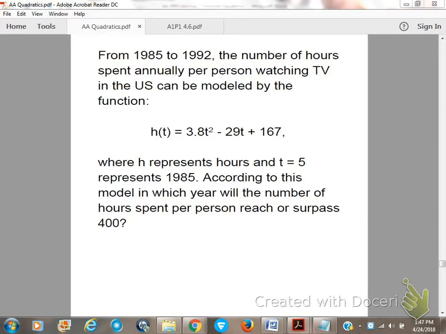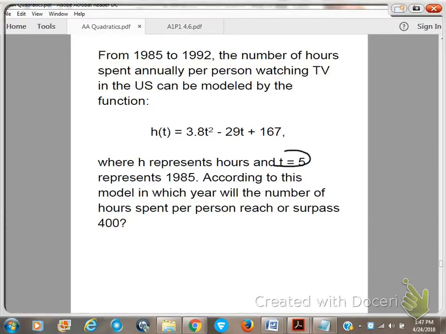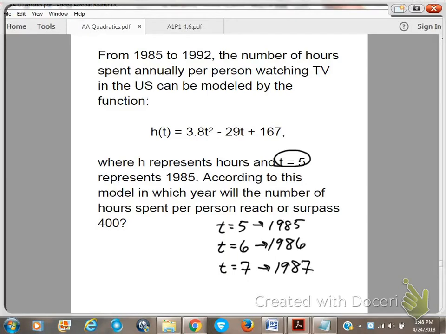Let's talk about this t for a moment. They're saying that t equals 5 represents the year 1985. So what would t equals 6 represent? If t equals 5 is 1985, it represents 1986. Good. What would t equals 7 represent? 1987. Okay. Dylan, what would t equals 8 represent?